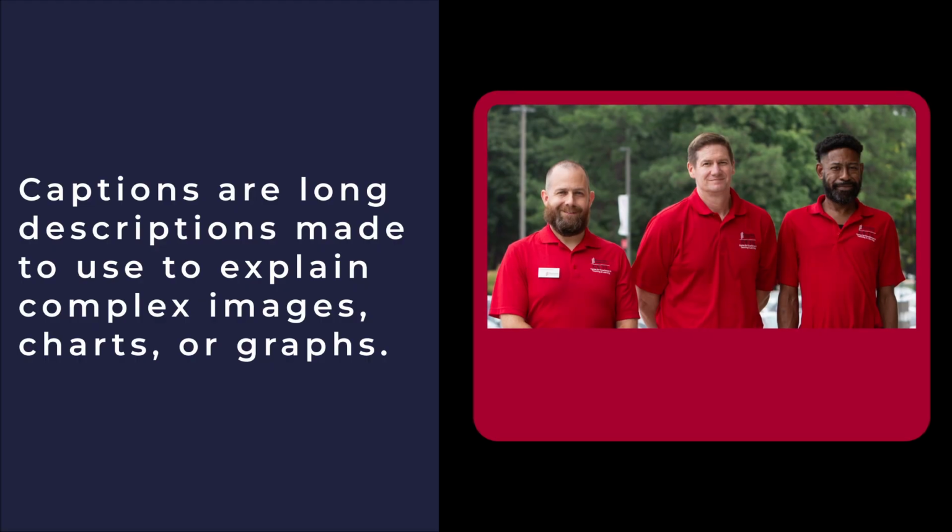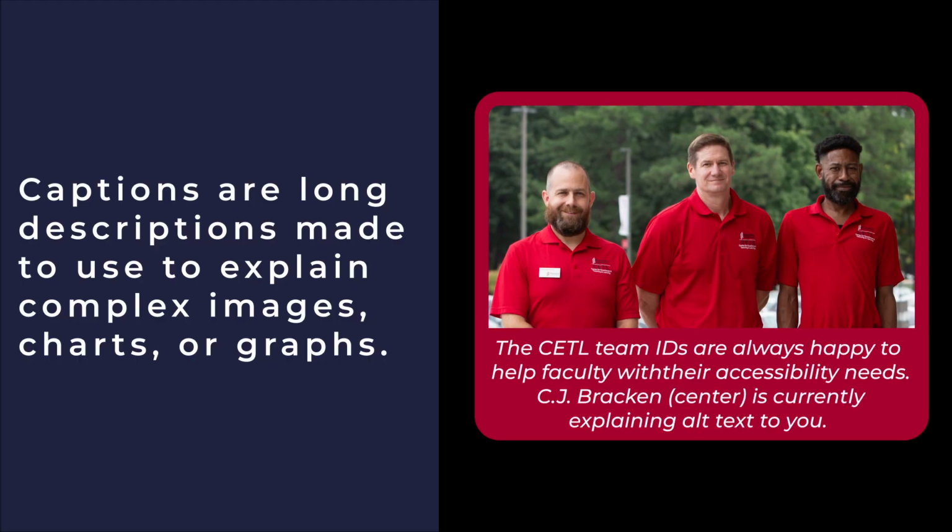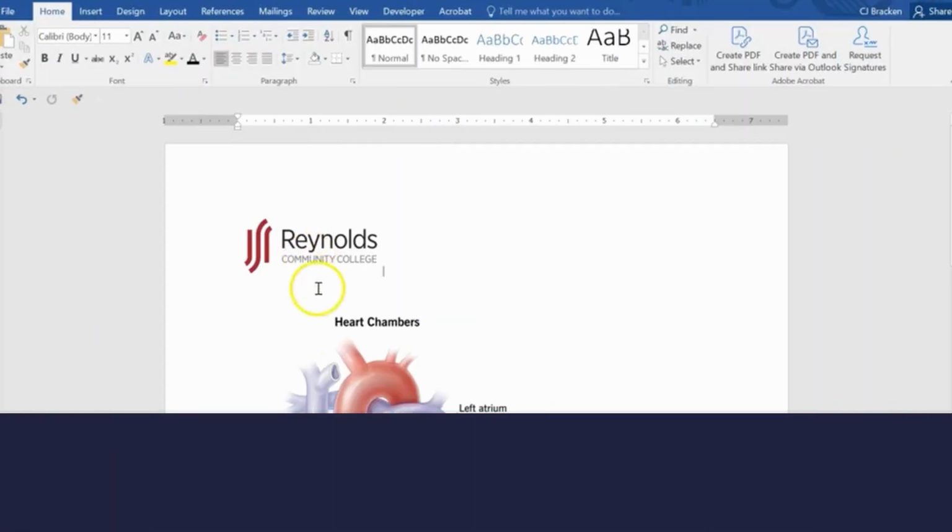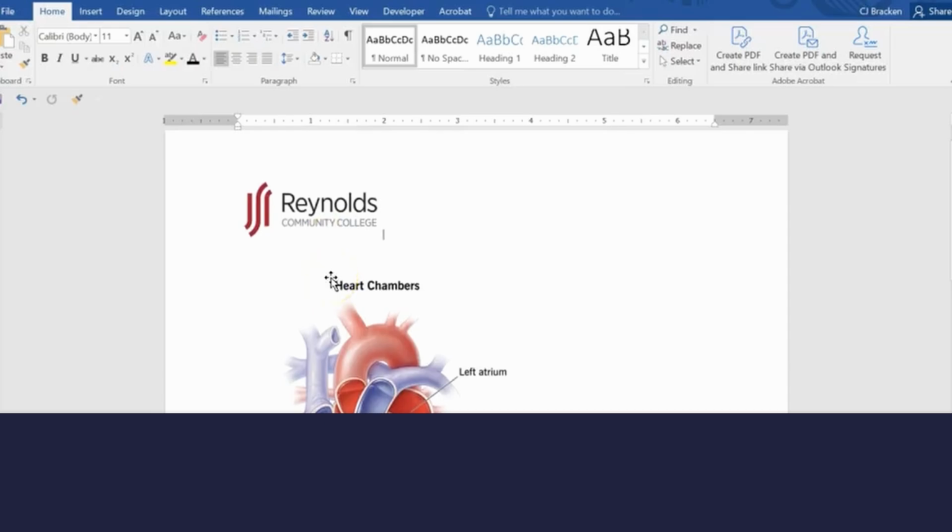Captions or long descriptions may be used to explain complex images, charts, or graphs. However, our focus today is how to include alternative text to an image within Microsoft Word. As you can see here, I am within a Word document and on a page with multiple images. The first image is of the Reynolds Community College logo.